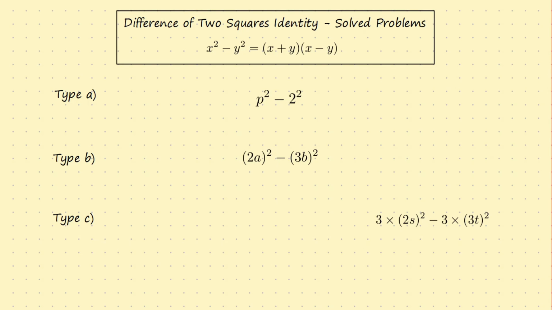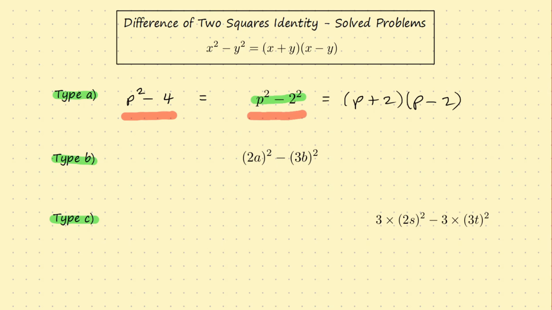Difference of two squares identity solved problems. Difference of two squares problems usually fall into one of three categories, which I'm going to call Type A, Type B, and Type C. Type A problems involve expressions of the form p squared minus 2 squared, which can immediately be factorized into p plus 2 times p minus 2. However, the problem will be given in the unfactorized form p squared minus 4, which we have to factorize into p squared minus 2 squared.